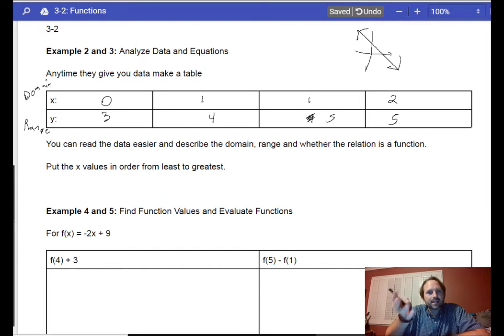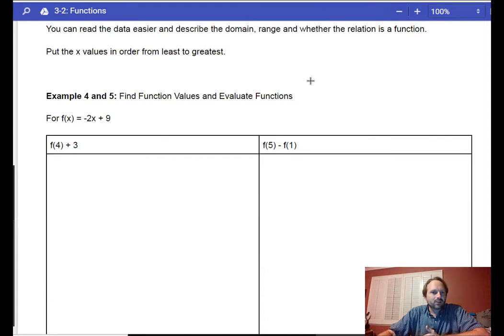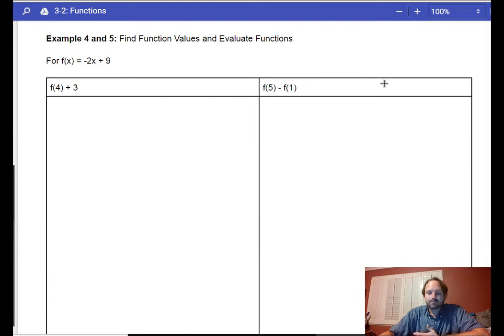So just understand that we can analyze data if we put it in order that is easier for us to understand. Let's go on. Example 4 and 5. Find the function values and evaluate the functions.